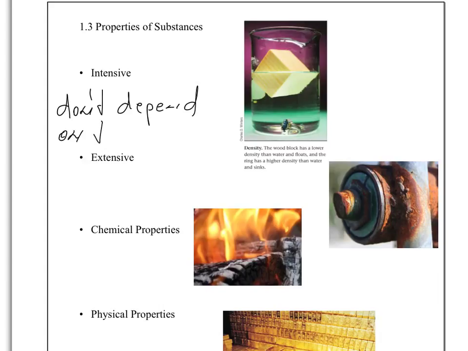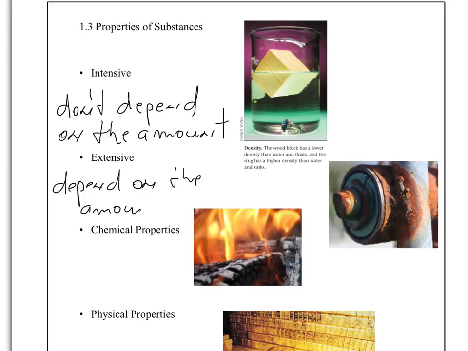And then we also have other properties that we know do depend on the amount. Some of this is kind of obvious. If I have a balance and I'm weighing a piece of wood, obviously a bigger piece of wood is going to weigh more than a smaller piece of wood. So properties that depend on the amount are referred to as extensive. And we'll come back to those words quite a few times during the course, so just hang on to that idea right now.